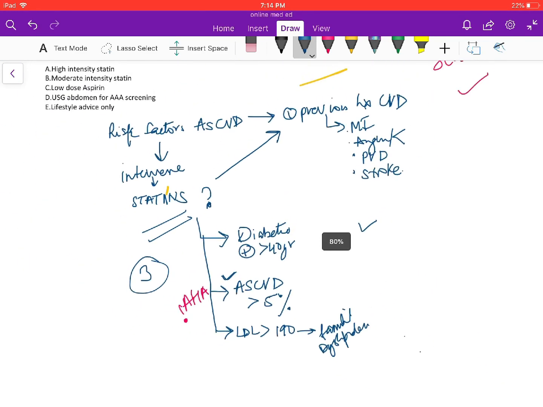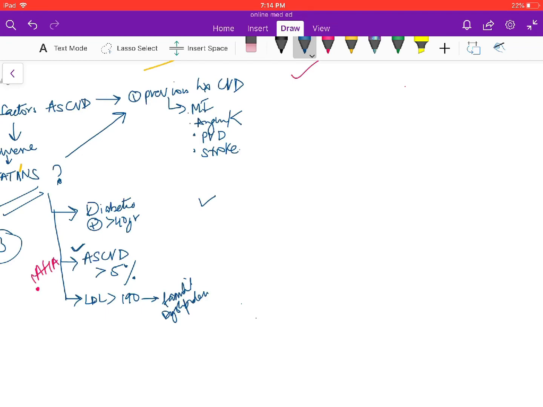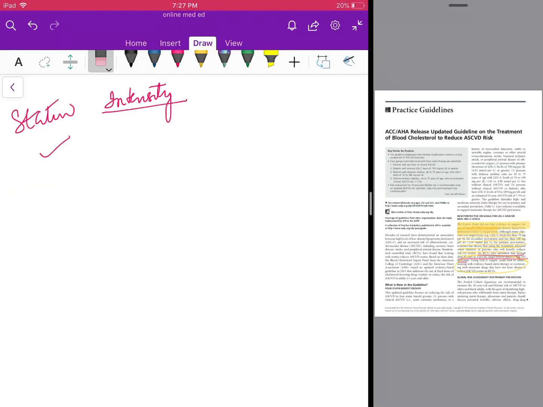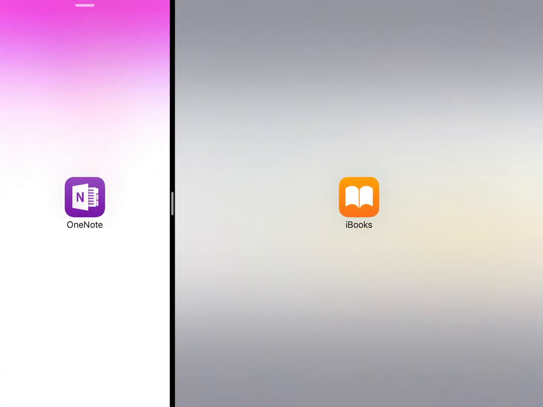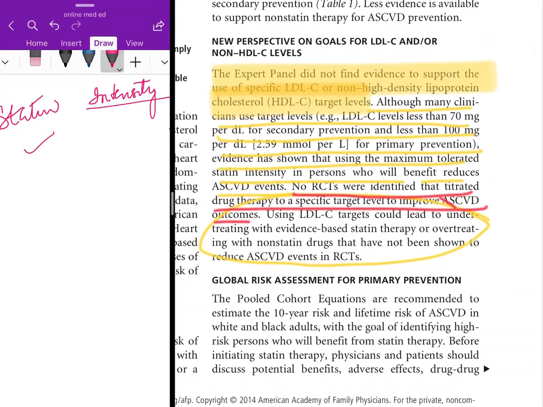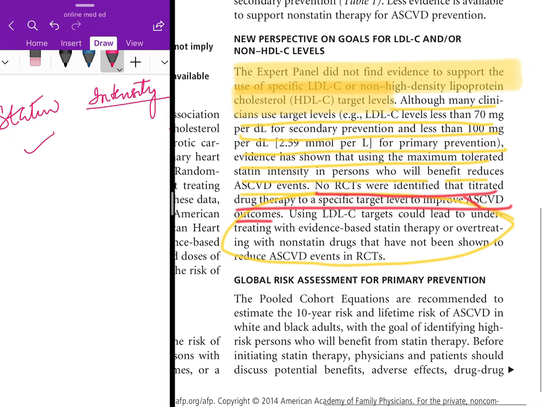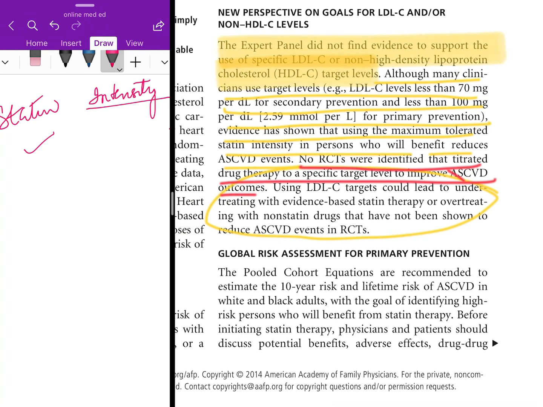Okay, now the next question that we have is about the intensity of statin therapy. Do you want to start the patient on low dose, moderate, or high intensity statins? Now, you might be tempted to just start the patient on a particular intensity and then titrate it according to a target LDL level. Now, let me show you the evidence on that. Well, there's absolutely no evidence that doing so is going to benefit the patient or improve outcomes, and it might actually harm the patient by leading to over or under treatment.